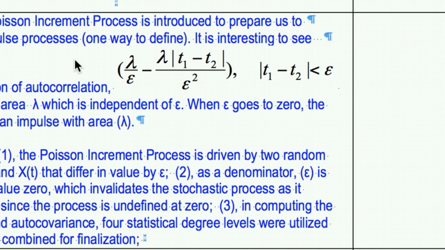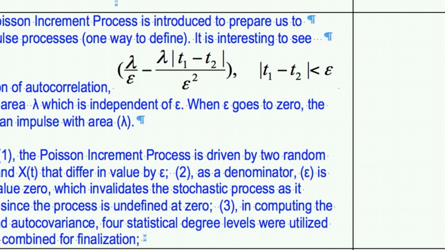that the quantity lambda over epsilon minus lambda, the absolute value of T1 minus T2 over epsilon squared, is the value when the absolute value of T1 minus T2 is less than epsilon. That is the expression of the autocovariance. It's a triangle, as reflected in the examples, with an area of lambda, which is independent of epsilon. When epsilon goes to 0, the triangle becomes an impulse with area lambda.